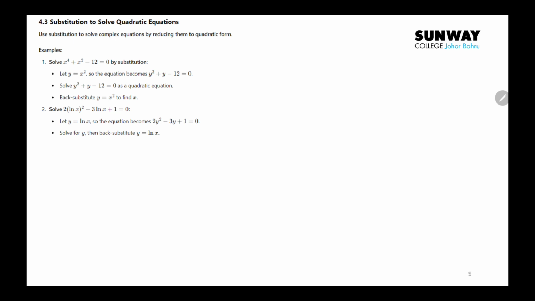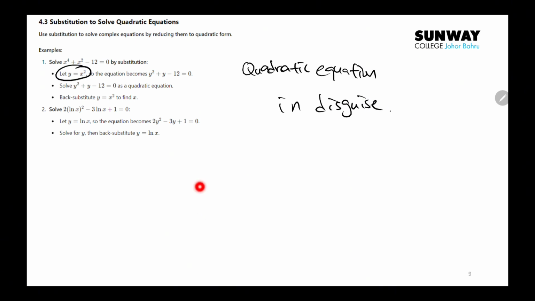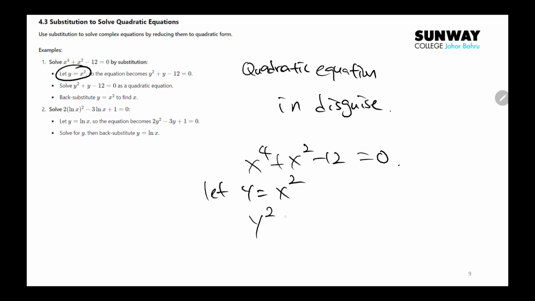Sometimes you will face a situation where you will see a quadratic equation in disguise, which means you have to make an additional substitution. In this particular case, for example, we're going to let y equals x squared to simplify it. This is x to the power of 4, so it is almost not possible for us to solve it directly. So we are going to let y equal x to the power of 2. So you will have y squared plus y minus 12 equals 0.